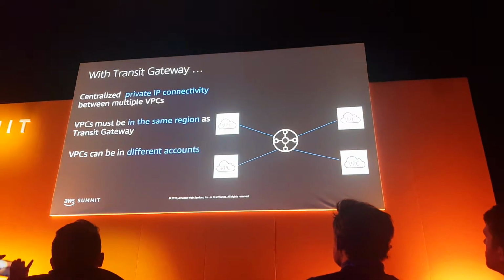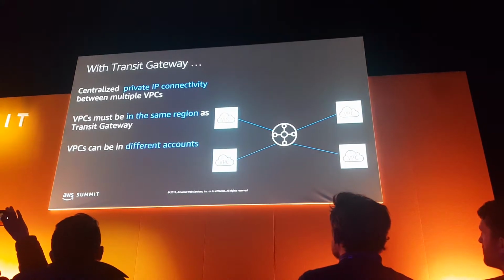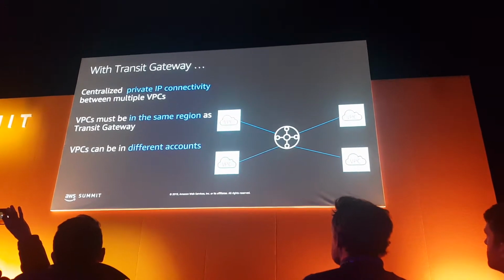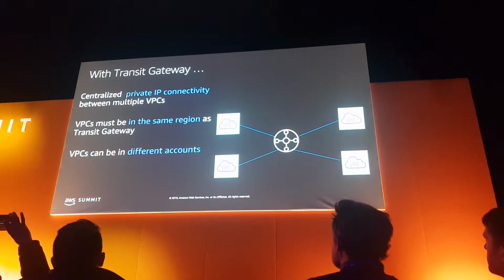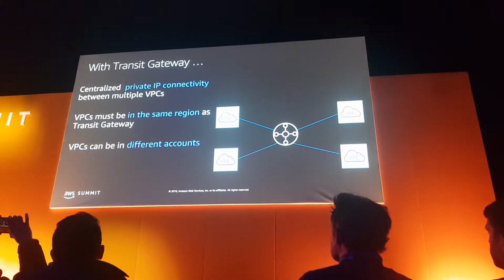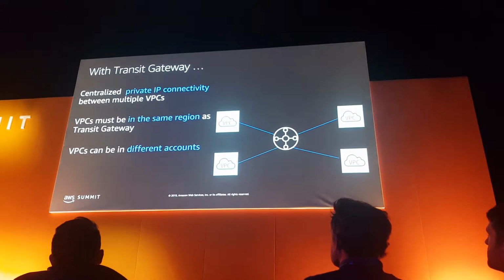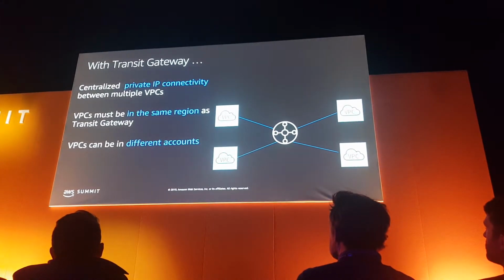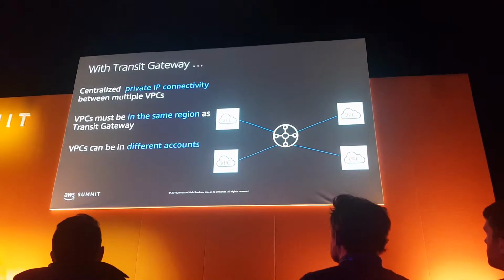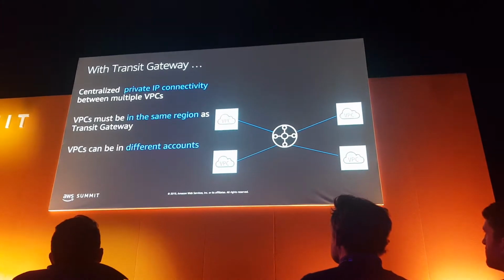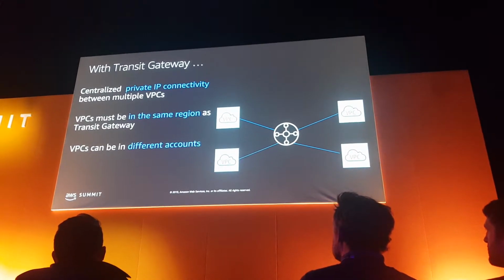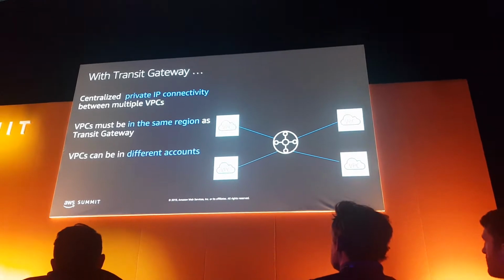So communication, similar to peering, is happening completely privately. Your transit gateway and your VPCs can be in different AWS accounts. However, the transit gateway and the VPCs have to be in the same region. We announced at the end of last year that we are planning this year to make connectivity between transit gateways in different regions available, but that's coming.